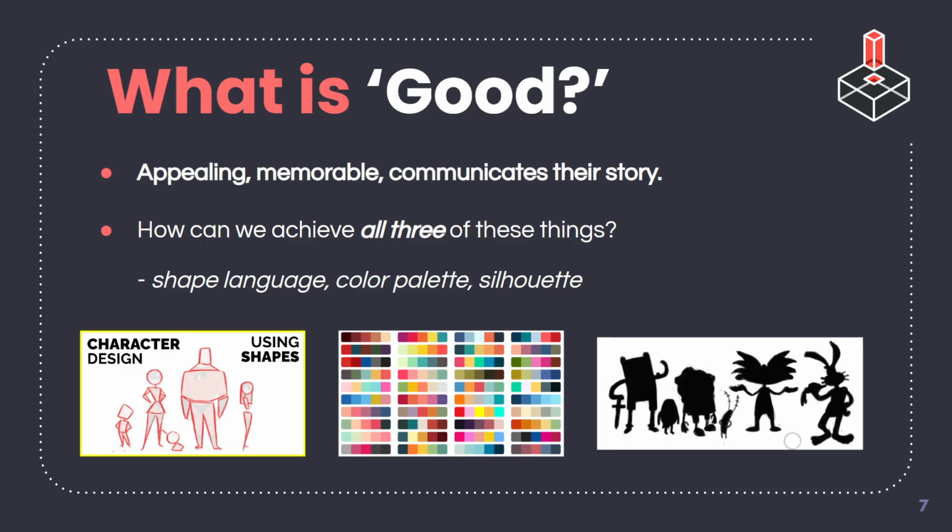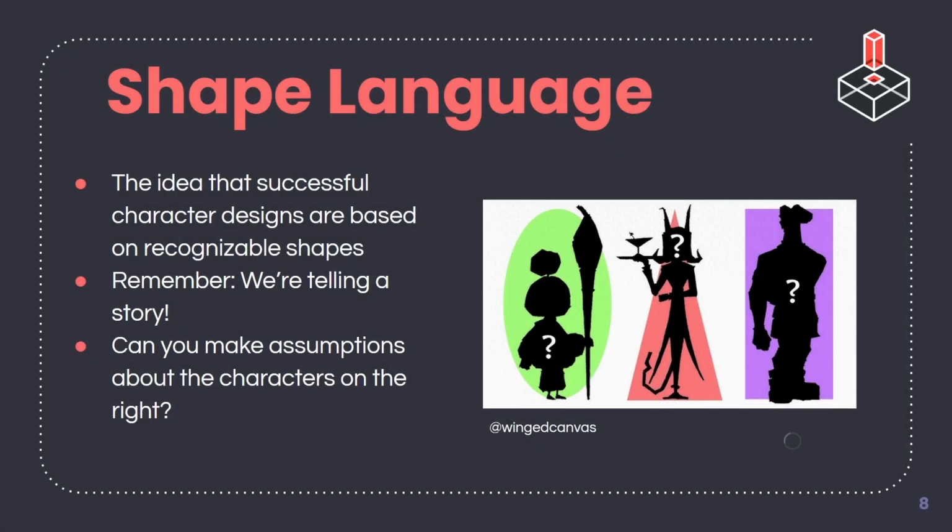So how can we achieve all three of these things? Through shape language, color palette, and silhouette. Those are the core mechanics of any good character design. So let's talk about what those are. First one, shape language. It's the idea that successful character designs are based on recognizable shapes. Now remember, we're telling a story, so we're using these shapes and the ideas that we associate with them to tell that story through our character design.